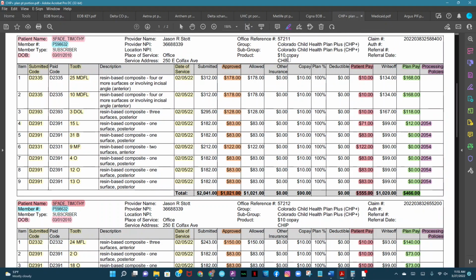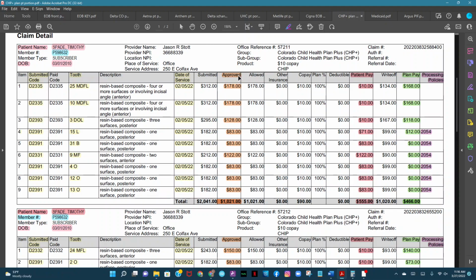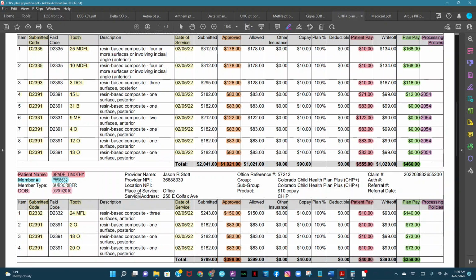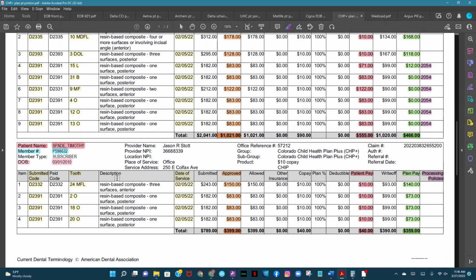As you can see here, this is a copay plan. Sorry, let me go a little more in detail. Up here it says $10 copay. And if you can see here, it has the copay and then $10 down for each specific code. So 90 of this 555 was actually just copay that the patient was going to owe regardless. And then the rest of this down here obviously is because they exceeded their maximum and they do owe the full fees there.